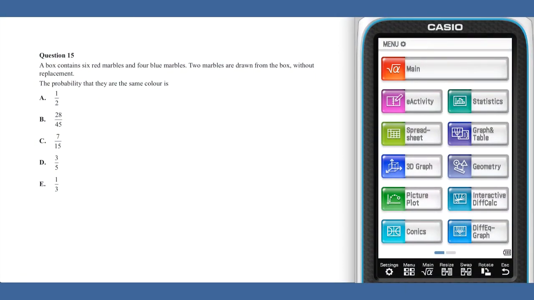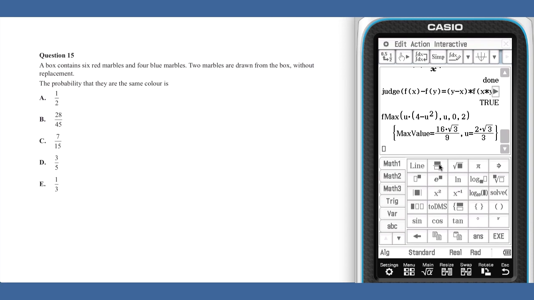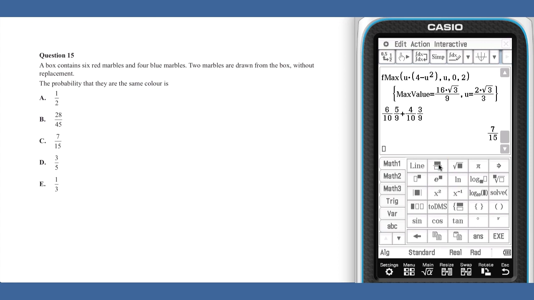In question 15, the probability required can be calculated as follows. The probability of getting 2 marbles of the same colour is equivalent to the probability of getting a red first, followed by another red, plus probability of getting a blue first, multiplied by the probability of getting another blue. And that has a value of 7/15, so our answer is C.